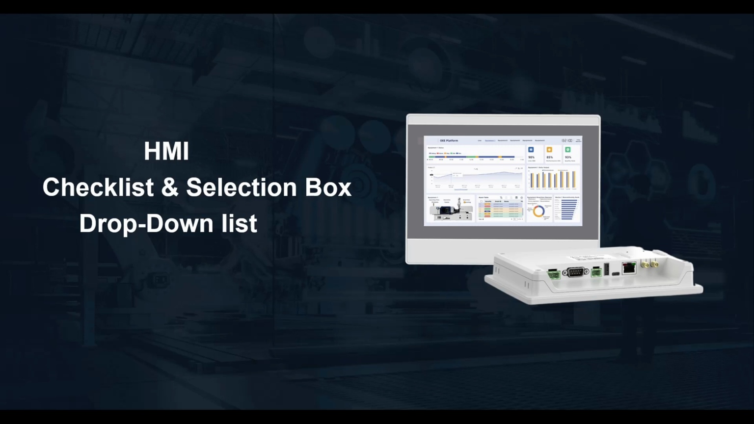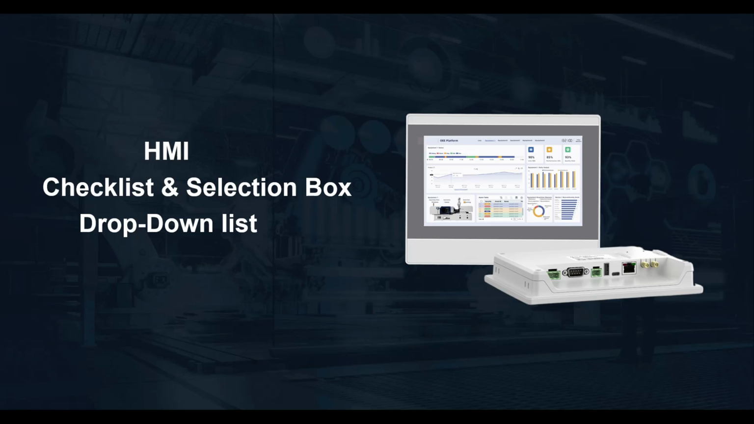Similarly, the drop-down list is used to change the value of a specified word address. By selecting a value corresponding to the state index in the drop-down list, the value of the specified word address will be switched to the value of the corresponding state. The drop-down list is displayed as a drop-down box in the HMI screen.